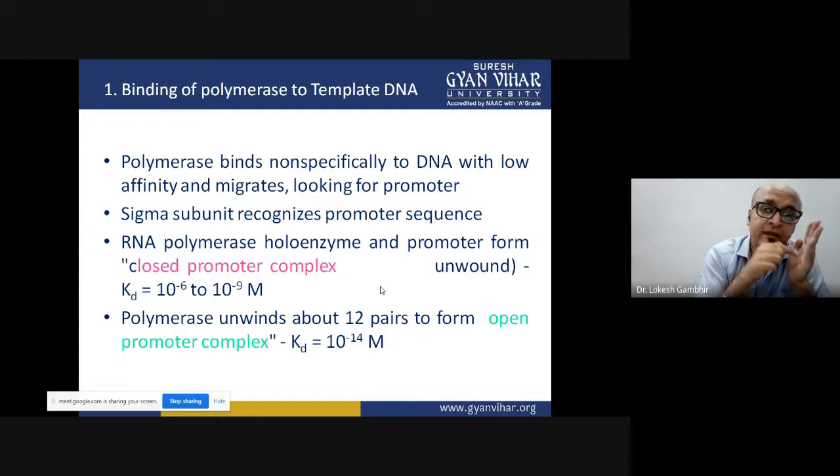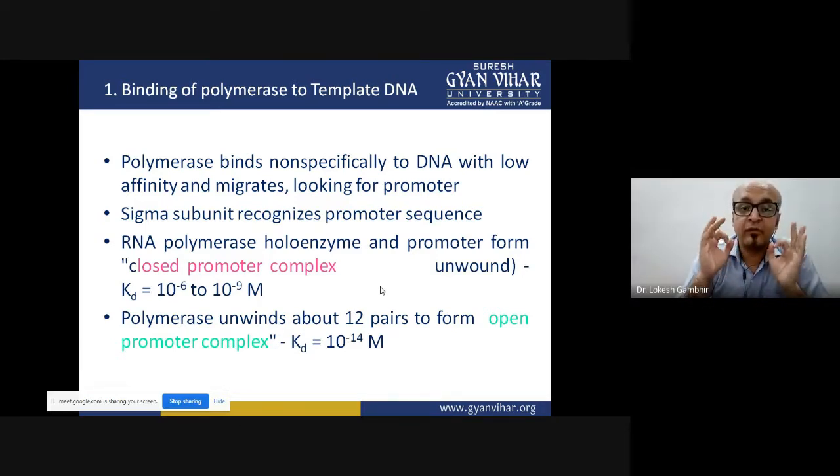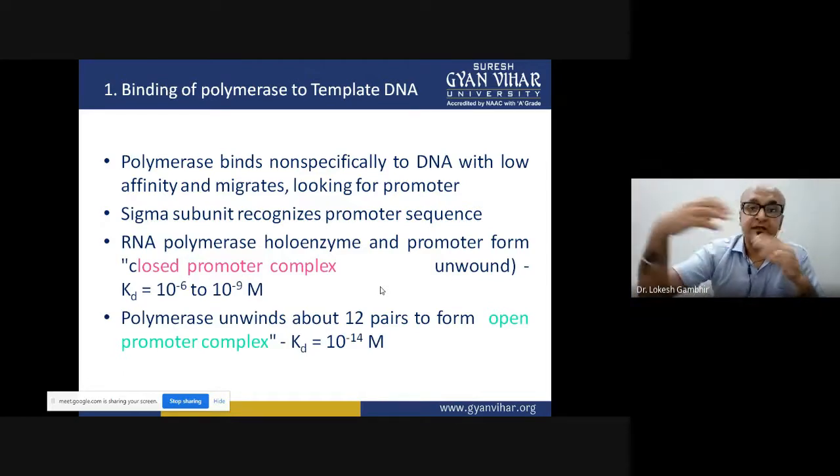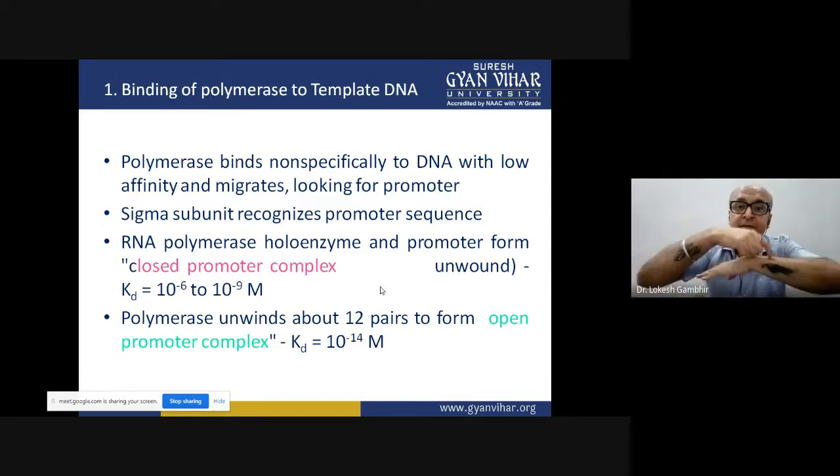Because if it is going directly and binding to the promoter, then we should have said that it is specific to the promoter. No. It can bind to any region of the DNA, and the binding is of very, very low affinity. It will bind the DNA and start migrating on the DNA. It will start scanning the DNA to find where the promoter is present.